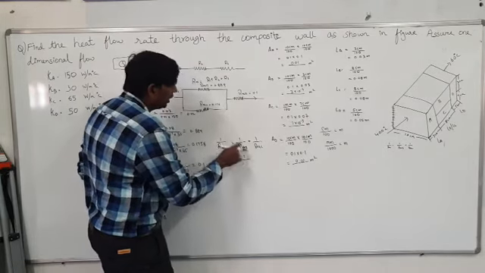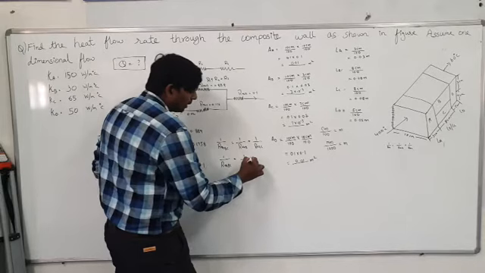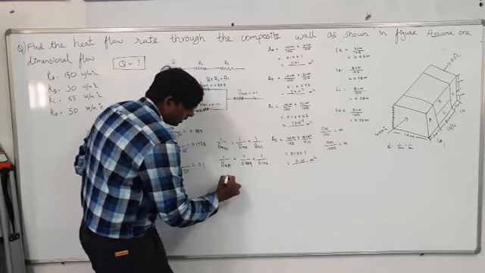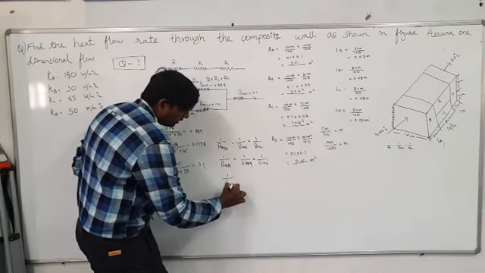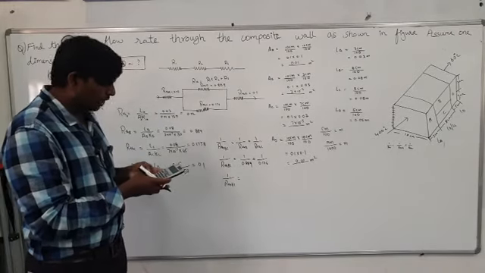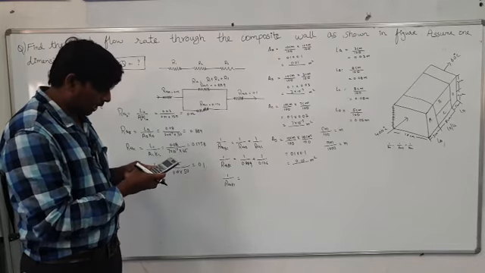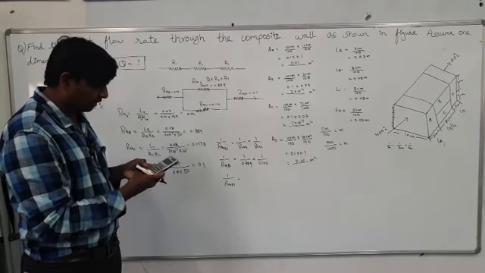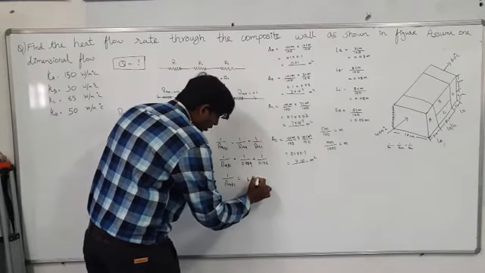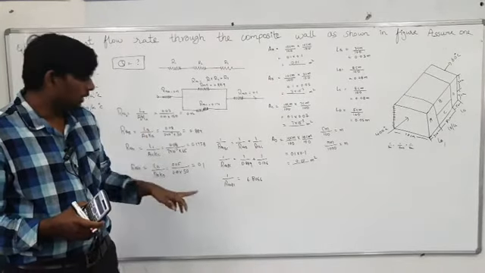You know the value of RTHB. What is the value of RTHB? 0.889, plus 1 by RTHC. The RTHC value is 0.176. So 1 by RTHBC is equal to, with the help of the calculator, try to solve this one. What is the value here? Use the fraction button. 1 by 0.889 plus 1 by 0.176. So here you are getting a value something like this, 6.8066. This is the value for 1 by RTHBC.